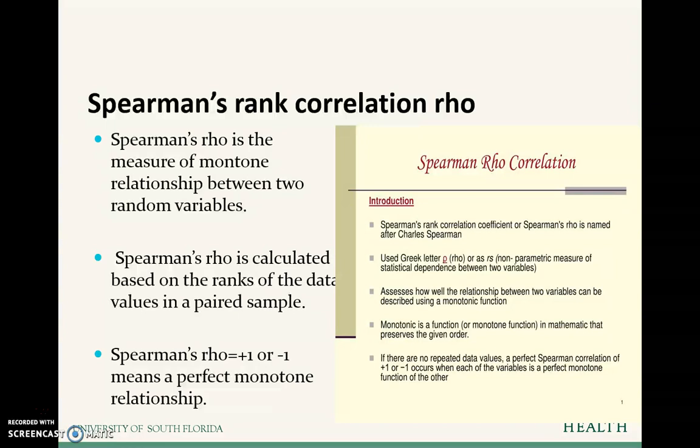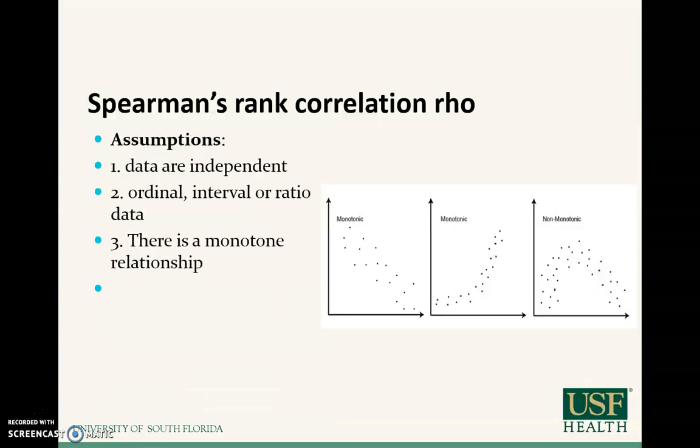Because of the limitations of Pearson's correlation R, people also developed Spearman's rank correlation. It is a measure of monotone relationship between two random variables, and it basically uses the ranks of the data points. It is also between -1 and +1, and +1 or -1 means a perfect monotone relationship. The assumptions for Spearman's rho are that data are independent, the data are ordinal, interval, or ratio, and there is a monotone relationship. These assumptions are less restrictive compared to Pearson's. For example, Spearman's rho does not require normally distributed data and is less sensitive to outliers.